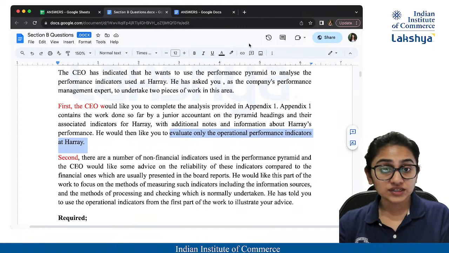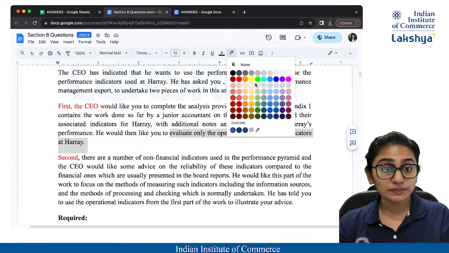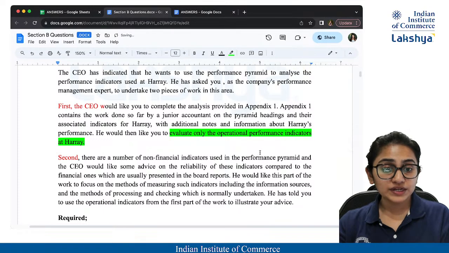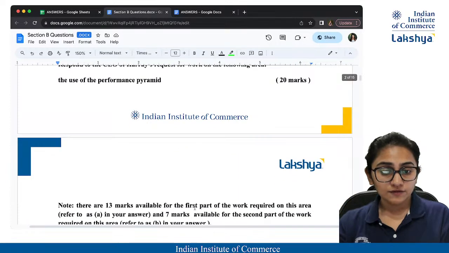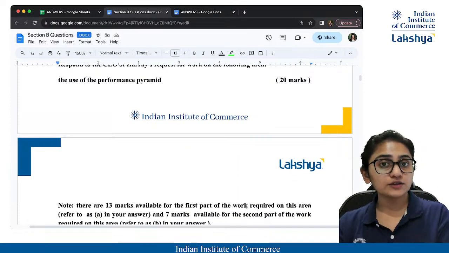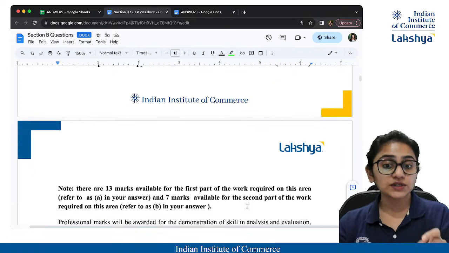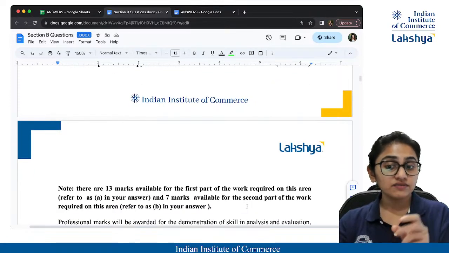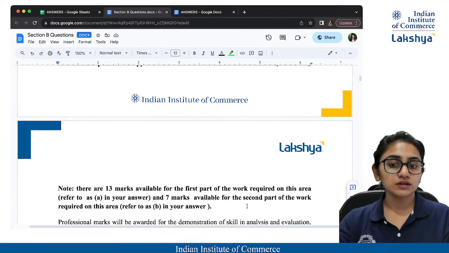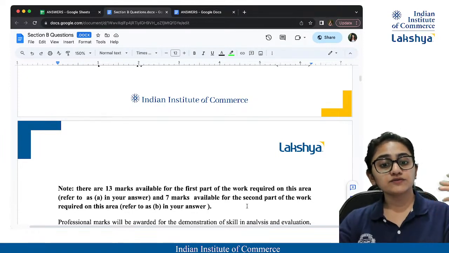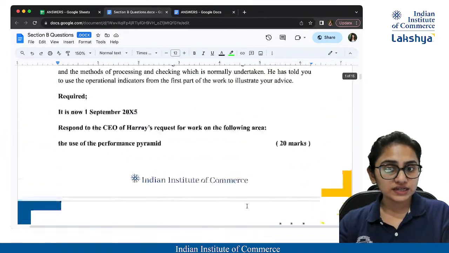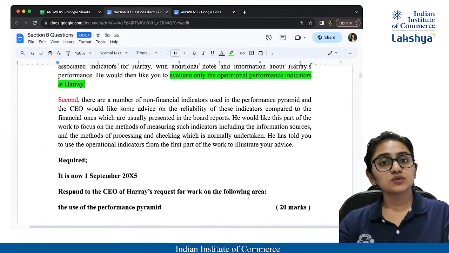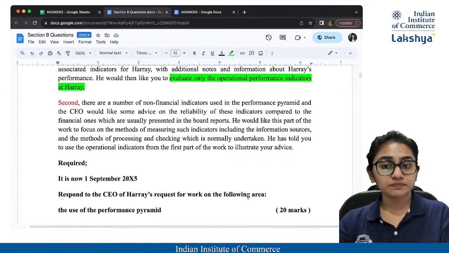See, in this question they have confused you so much regarding requirement A also. What you have to do? You have to evaluate the operational performance indicators at Harry. See, first part of the work. They're not clearly telling you also what the question is requiring. So sometimes the question can be confusing like this, wherein the requirement is also not clear. See, there are 13 marks available for the first part of the work required on this area, but which part? They've not even said. Respond to the CEO's request. Required in the, but what is required?